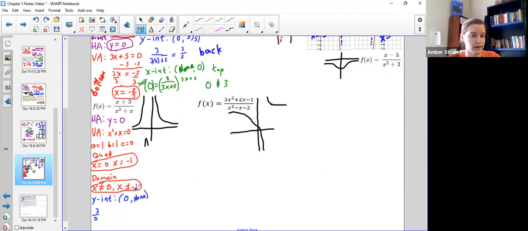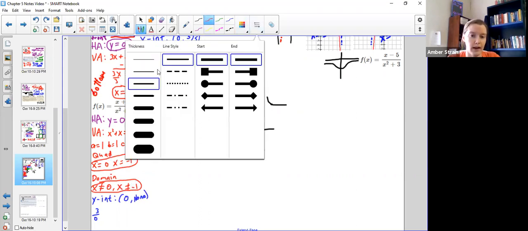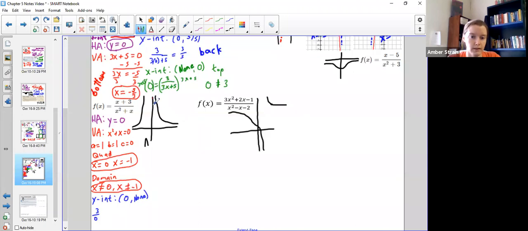Looking at our other answers, that kind of makes sense because right here we had a vertical asymptote at 0. So remember, that blocked it. It was right there. So that means we couldn't have a y-intercept. So it's all fitting together.